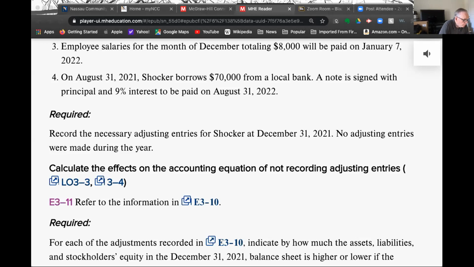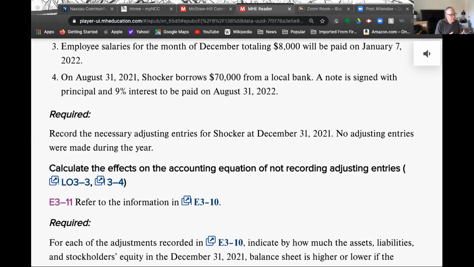Right? Number 2. On November 1st, 2021, Hurricane pays its landlord $4,500 representing rent for the months of November through January. November, December, January, 3 months, right? It's paying the rent 3 months in advance. The payment is debited to prepaid rent for the entire amount. All right, now pretend that was insurance rather than rent. Debit prepaid insurance, credit cash. Debit prepaid rent, credit cash.